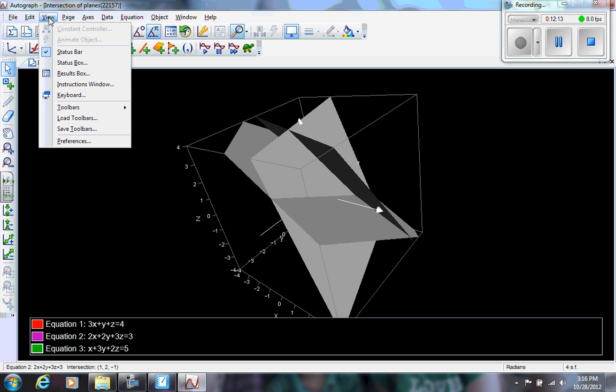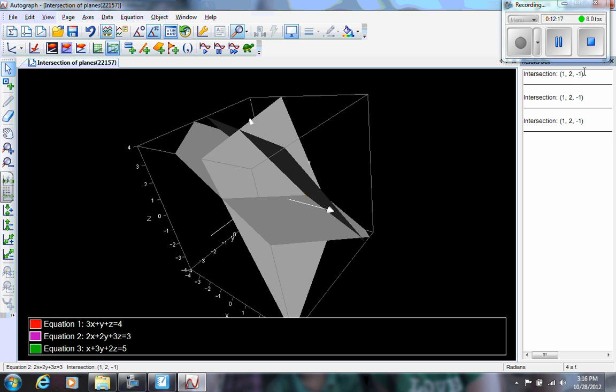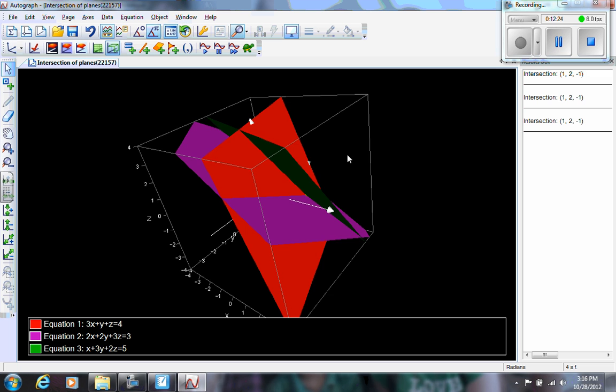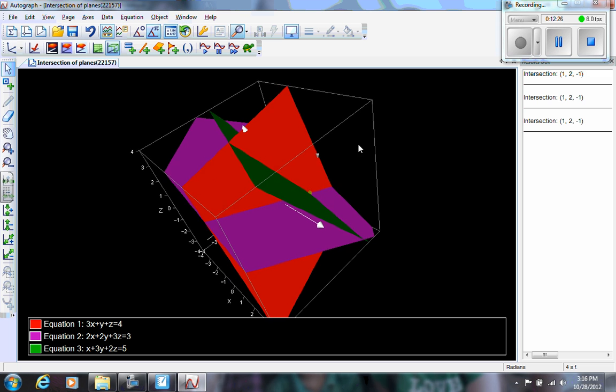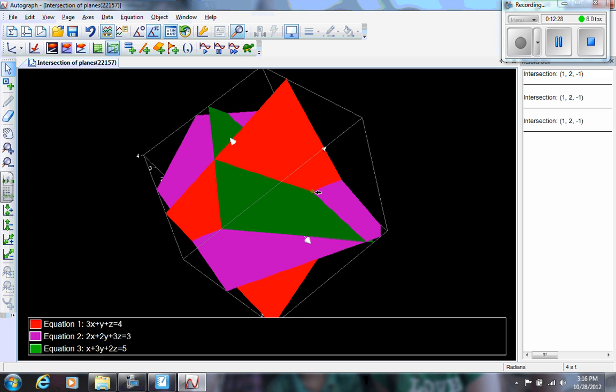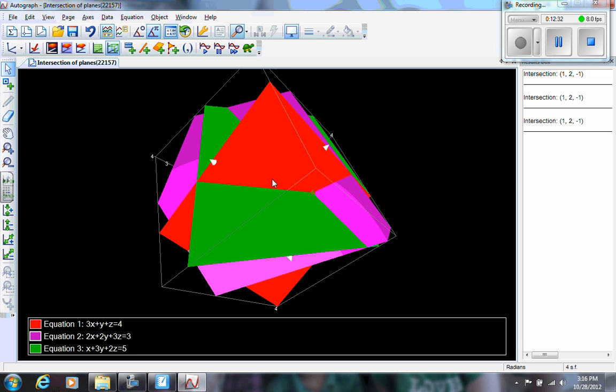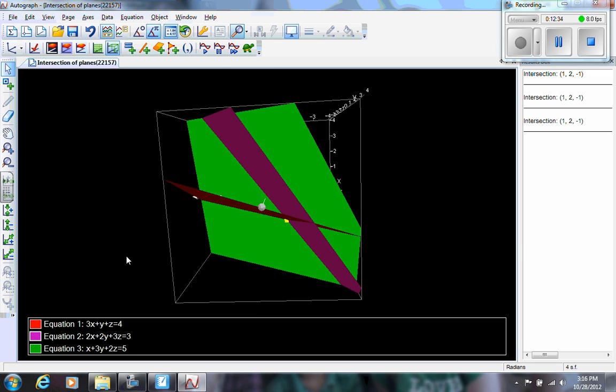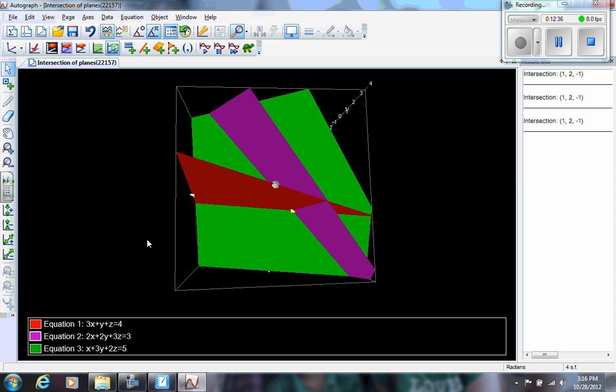And I also think I can show this called the results box. Oh, and it showed me 3 times for some reason. But I can see that I have 1, 2, negative 3 is that point of intersection. And I can actually move this around, and you'll see that the point of intersection is right here, kind of in yellow. And that's actually where the three planes intersect at that point.